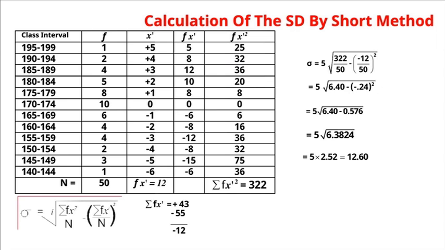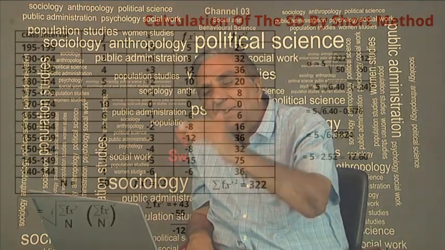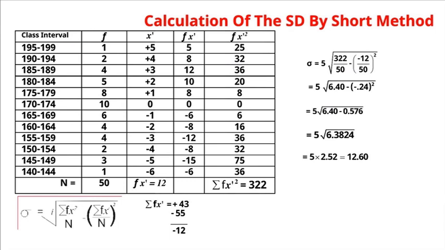Now, what is the formula? SD is equal to i times under root sigma fx dash square upon n minus sigma fx dash upon n, whole square. It means that we must know the value of small x. If the small x comes, we can do fx very well, then make its square also. Now, what is x? I have just told you x minus m is the small x. Since it is the short method, I have clearly written short method.